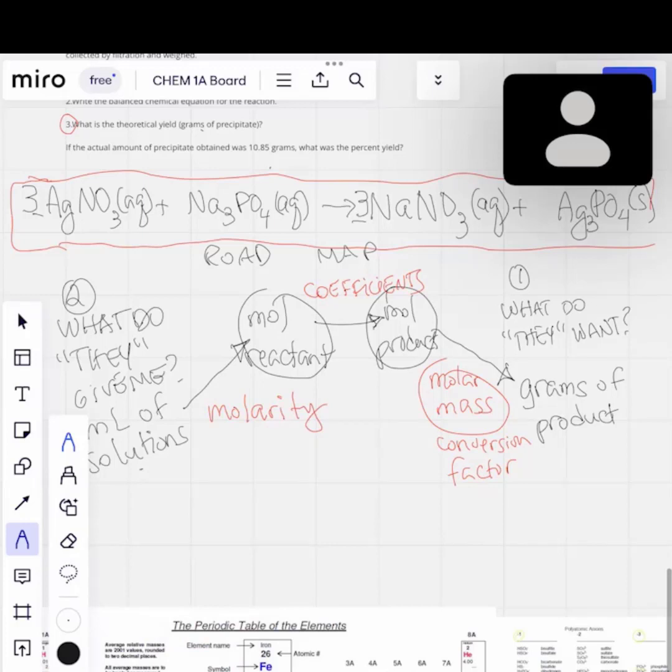Okay, if you were not sure about any of these, please pause the video and go back and review some of our discussions in class, in lecture, about how to work with chemical equations when the substances are present as solutions of a known molarity. Okay, so let's go back now and answer the question.